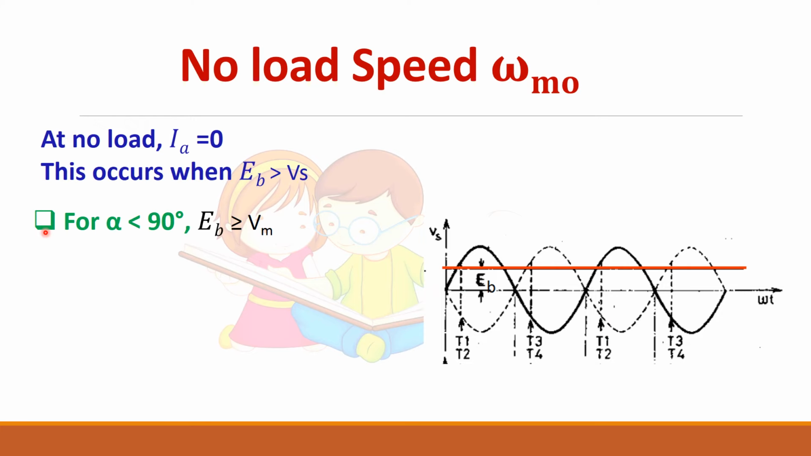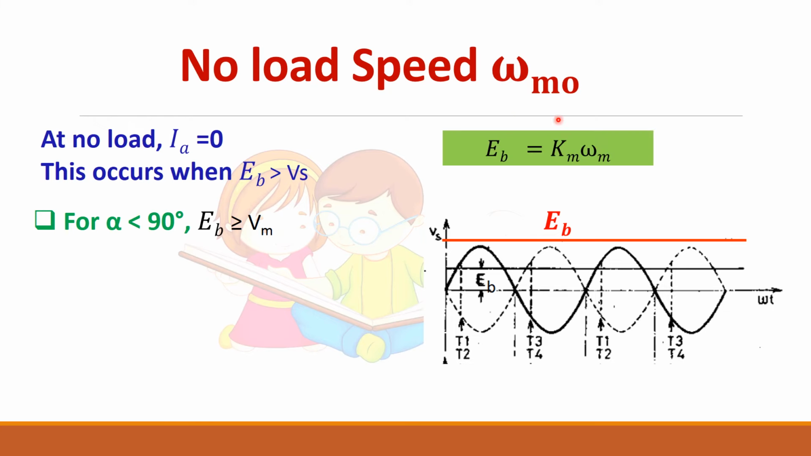So for alpha less than 90 degree, that is rectifier mode, when Eb is greater, suppose the back EMF is here, wherever you give the gate pulse, the device will not conduct because the back EMF is greater than the supply. Under this condition, Ia will be 0. So from this relation, we can find the no load speed. Eb is equal to Km into omega m, so we can write omega m naught equal to Vm divided by Km.